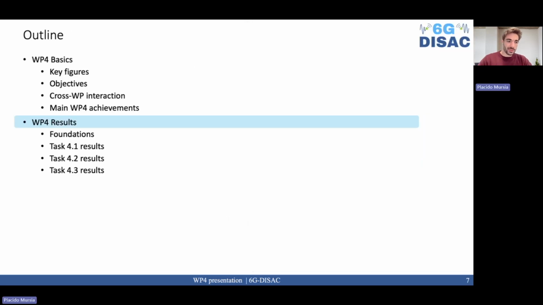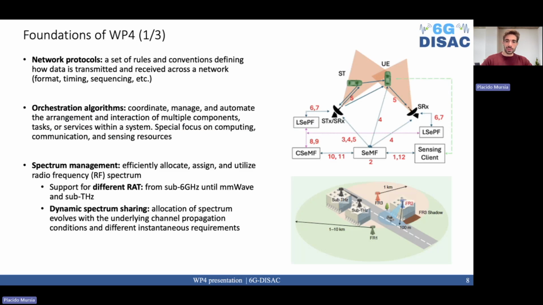All right, this concludes the first part of the presentation, and now in the second part, we will dig a little bit deeper into the technical details of such solutions. First, let me briefly describe the foundations of this work package. In this work package, we deal with network protocols. That means a set of rules and conventions that define how data is transmitted and received across the network. And this includes the format, the timing, the sequencing, and so on.